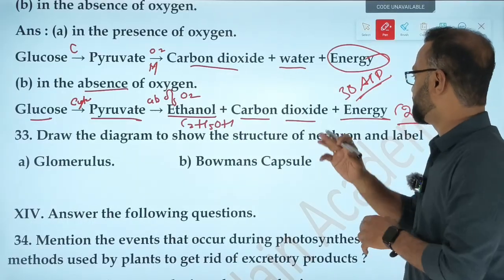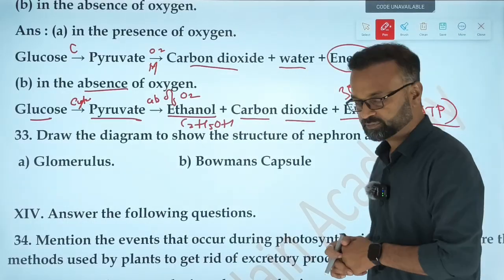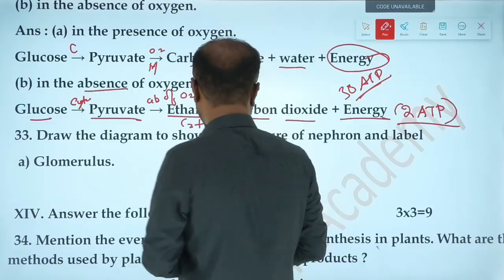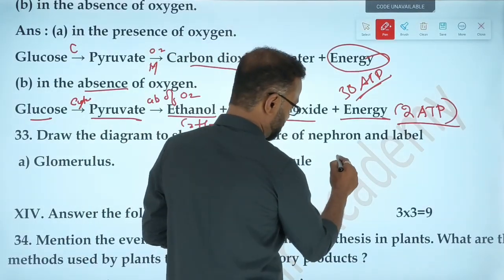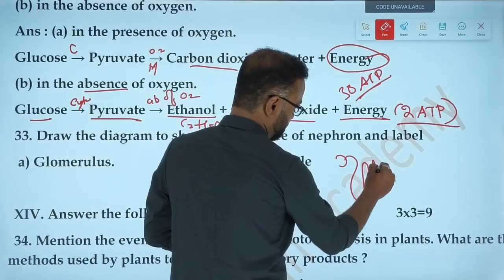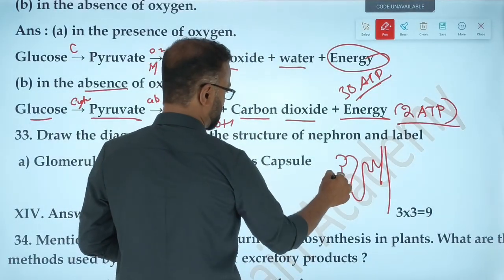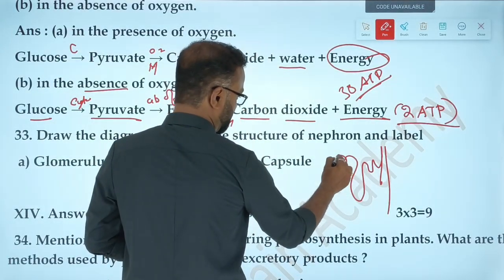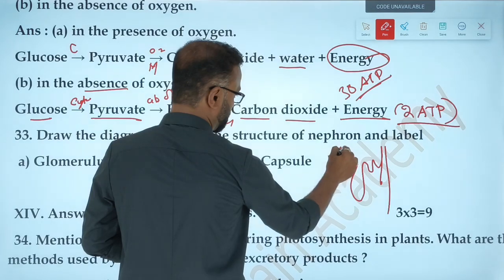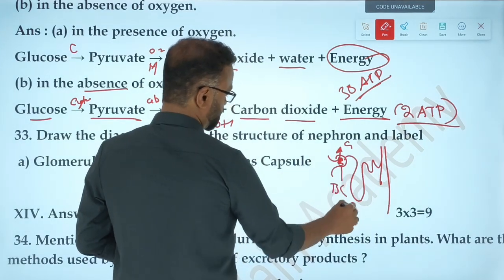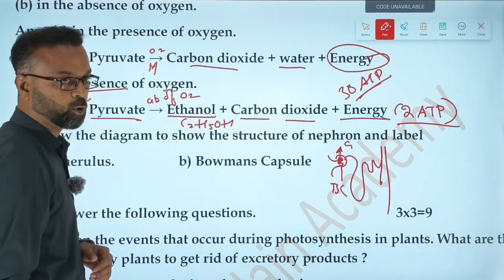Now draw the diagram to show the structure of the nephron and label it. Practice it. It is a very simple diagram. They are speaking about the Bowman's capsule and the glomerulus. You need to practice the nephron diagram properly.